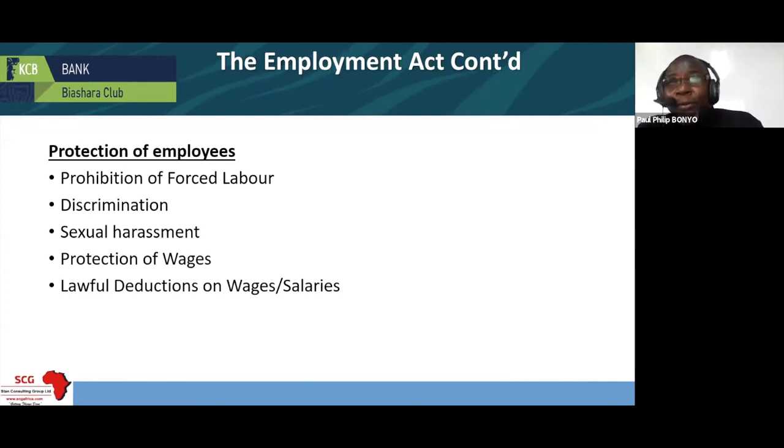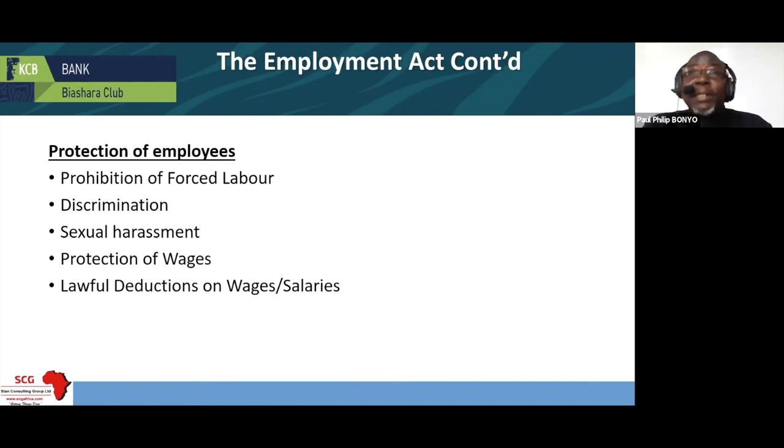More important is the matter of deductions. What are the deductions that you can make from the salary of an employee? The law states very clearly that you cannot make what are called unauthorized deductions. What are the authorized deductions that you can make? One is deductions specifically authorized by the employee in writing. If the employee authorizes you in writing to deduct, you can. Another is statutory deductions. This includes NHIF, NSSF, and tax. Those you can deduct.